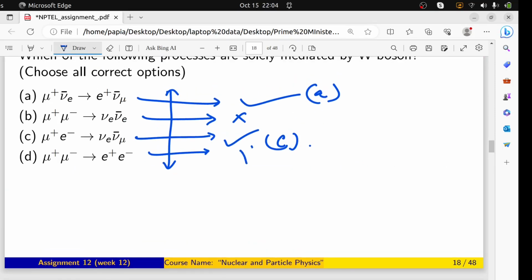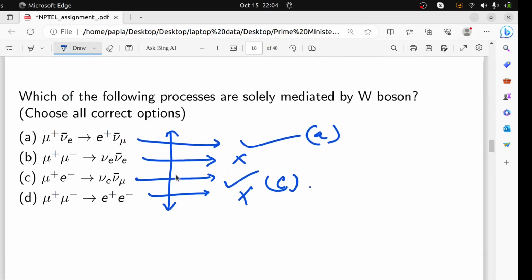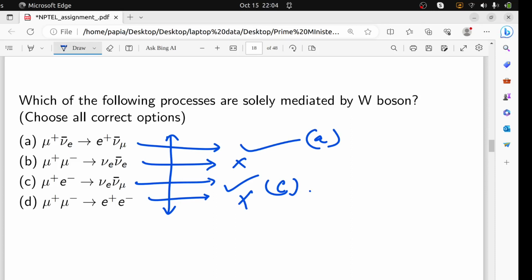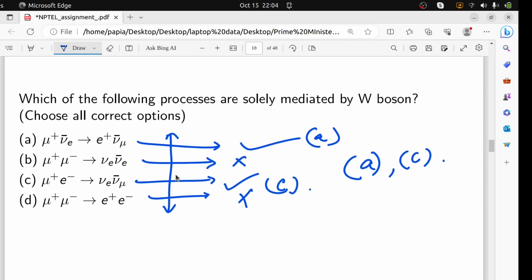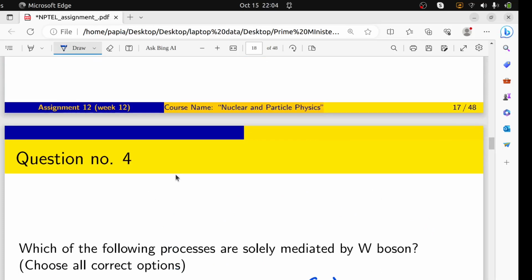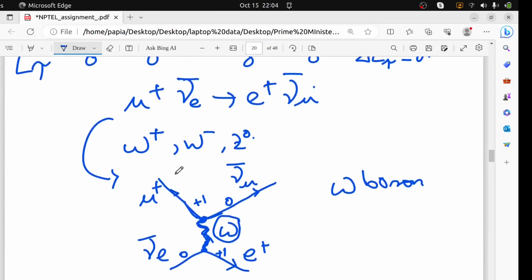Now, which of the following processes are solely mediated by W boson? Choose all correct options. The correct options will be A and C. So these are the cases for question number 4. Now we will go to question number 5.